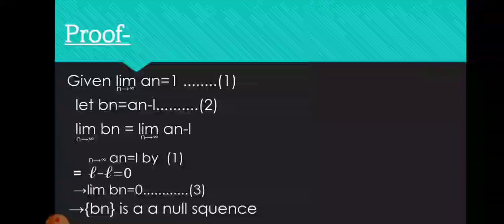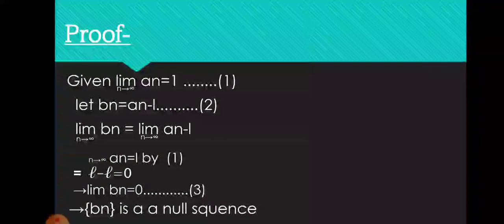Given limit n tends to infinity, a_n is equal to L. So let another sequence b_n, whose nth term is b_n equal to a_n minus L. So limit n tends to infinity of b_n is equal to limit n tends to infinity of a_n minus L. Since limit n tends to infinity of a_n is equal to L by (1), this equals L minus L, which is 0. This implies limit n tends to infinity of b_n is equal to 0, meaning the new sequence b_n is convergent and converges to 0, so the sequence b_n is a null sequence.